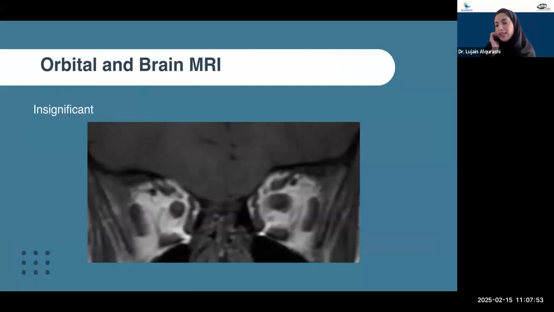So actually, I went back to all of the previous notes, and I asked the parents. No one ever noticed this abnormal upshoot on attempted infraduction. And because we thought maybe it was some sort of aberrant innervation, we decided to go for orbital and brain MRI to make sure that there's nothing going on, and to check the extraocular muscle sizes. The extraocular muscle sizes came back in the report as insignificant, and upon reviewing it with a neuroradiologist, they mentioned that there might be a slight decrease in the size of the superior rectus muscle, but it's symmetrical, and it's not something that is very significant.